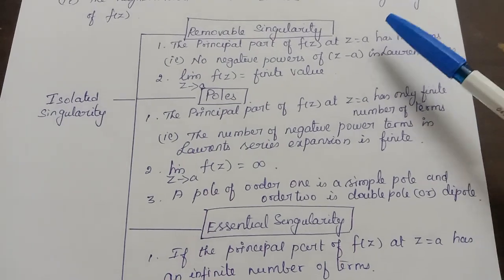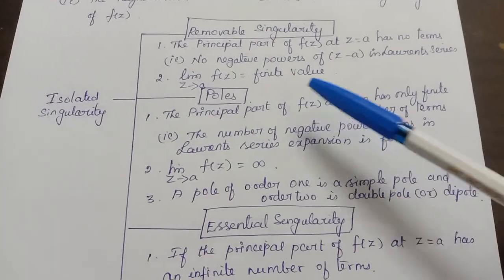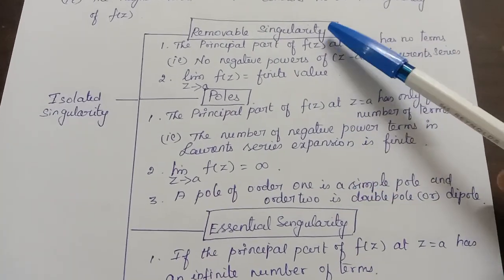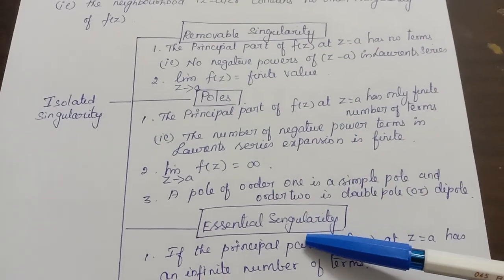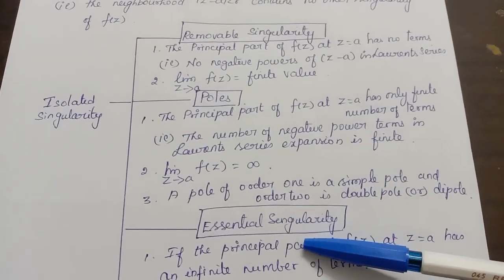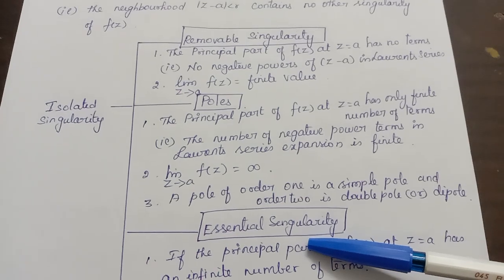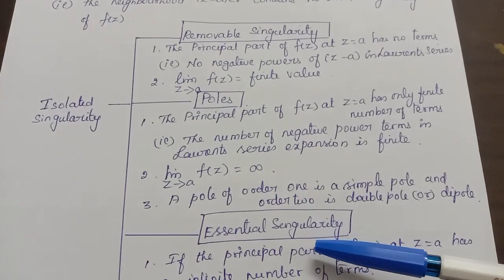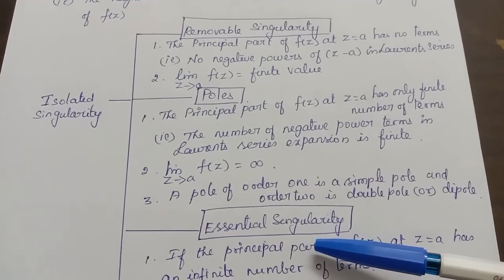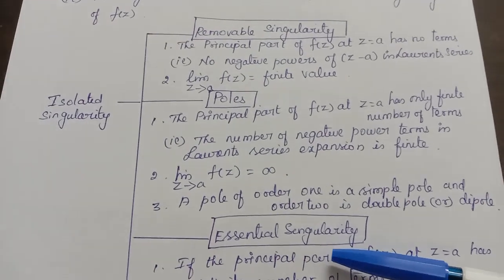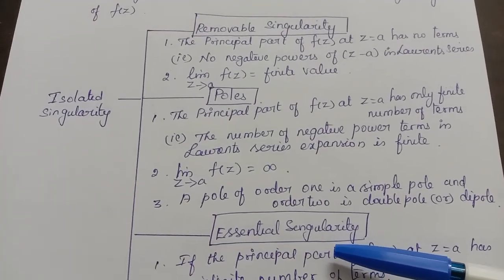Now, how do we say whether it is removable or pole or essential? For identifying the type of isolated singularity, we need the Laurent series expansion. Again, Taylor's and Laurent series expansion I have given in a video. I have given the link in the description box. If you want, you can go through that video also.